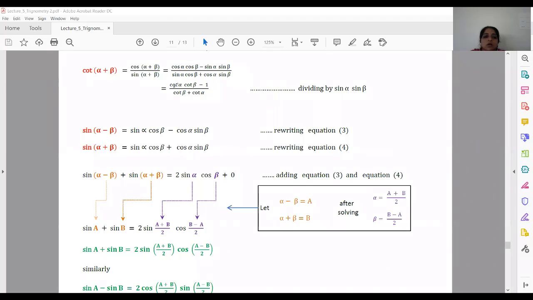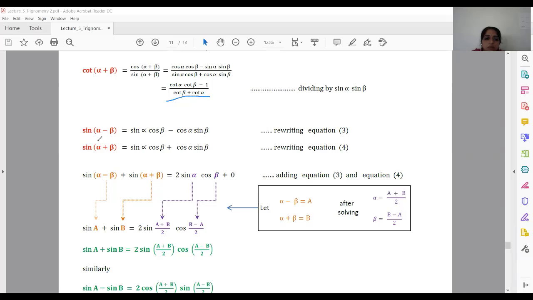Now, if we divide the whole equation by sin alpha sin beta, then cos alpha cos beta upon sin alpha sin beta will give cot alpha cot beta. In the second term both are cancelled, so one remaining. Sin alpha will be cancelled in the denominator's first term, so cos beta upon sin beta, that is cot beta, and sin beta cancels in the second term, so cos alpha upon sin alpha, that is cot alpha. Now this is the formula of cot alpha plus beta.